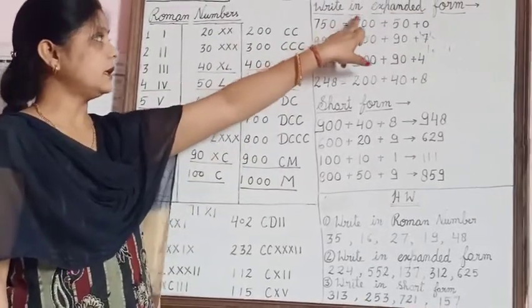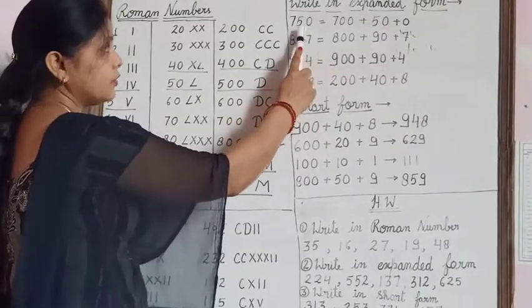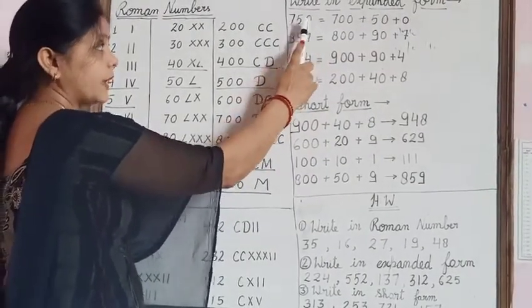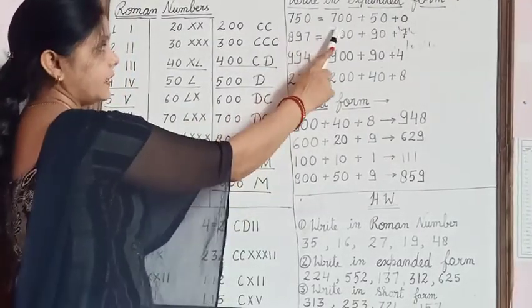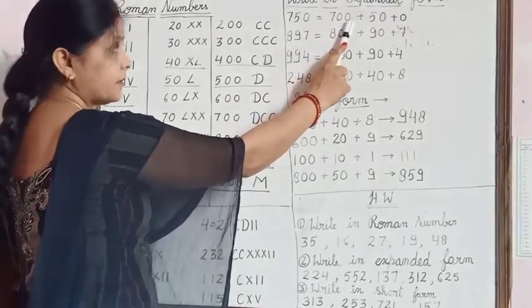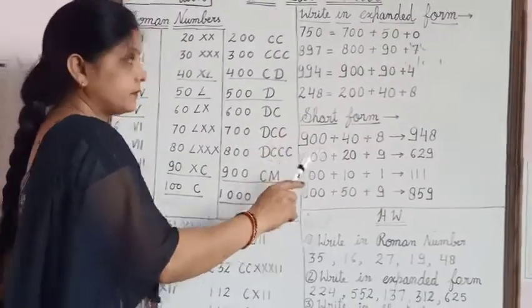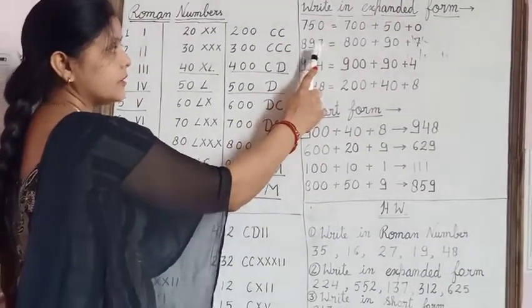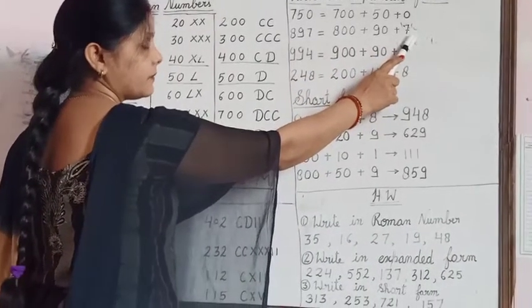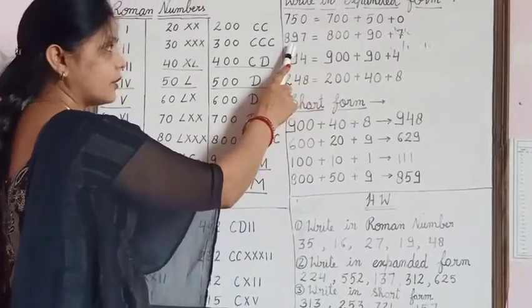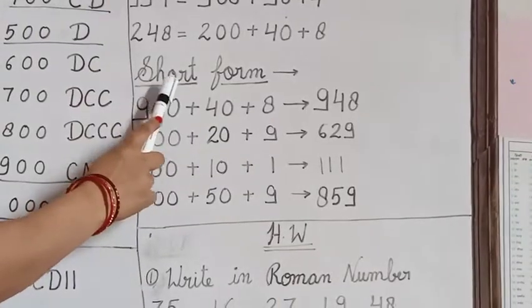Now write in expanded form. Expanded form means, if you have 750, you write down the hundreds, tens and ones. 700 is here, 50 is here, and ones have 0, so 0 is there. 897: write down here 800 plus 90 plus 7. When you add these numbers, you get 897. So this is the short form.